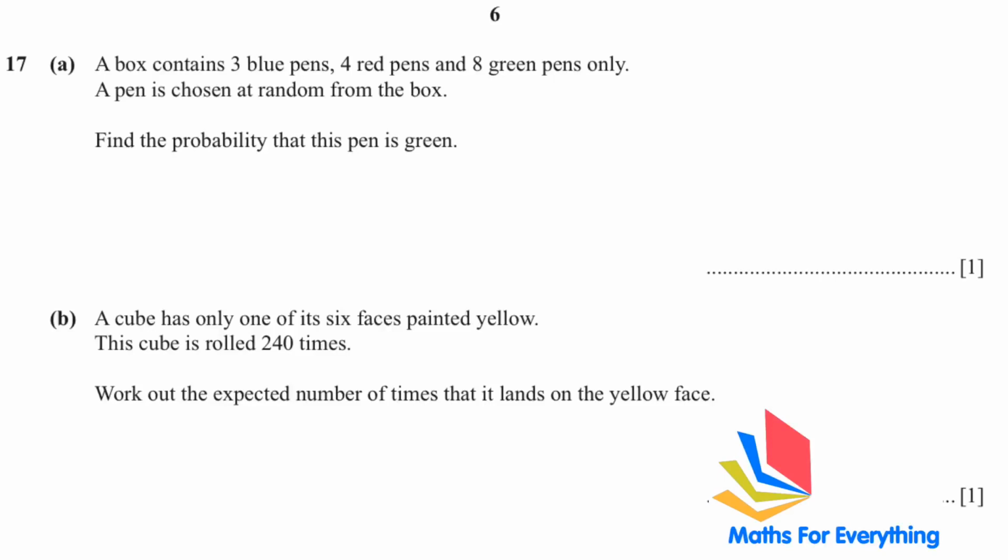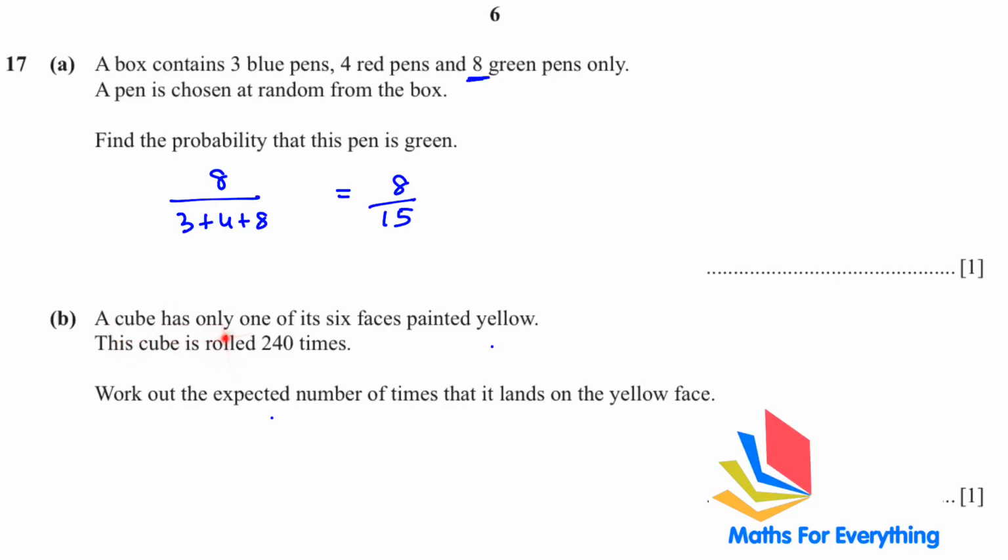Question number 17a. A box contains 3 blue pens plus 4 red pens and 8 green pens only. A pen is chosen at random from the box. Find the probability that this pen is green. So how many green pens are there? 8. And we have to write the total number of pens in the denominator, which is 3 plus 4 plus 8, so 8 over 15.